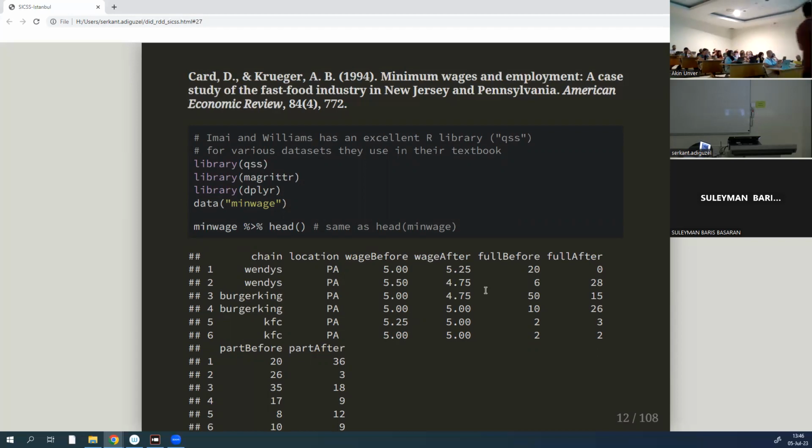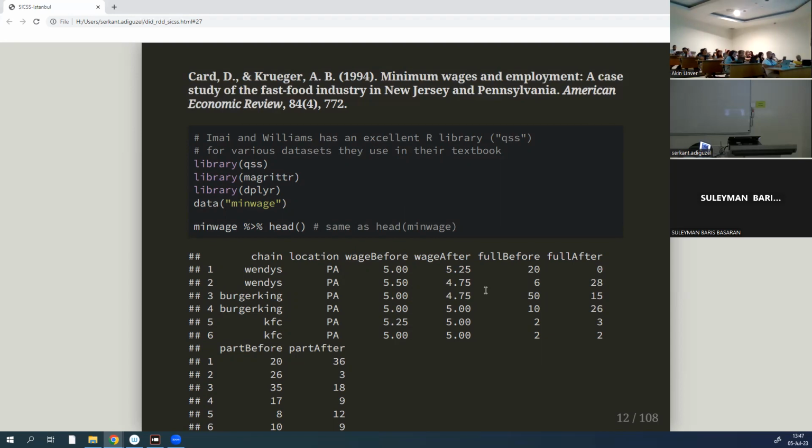QSS is the library where this minimum wage data comes from, and I'm still using the old pipe in R. Now there is a base R piping. So this is the magrittr pipe, but there's also base piping now. By piping, I think you now know what I mean, right? So this is one way of writing the code.